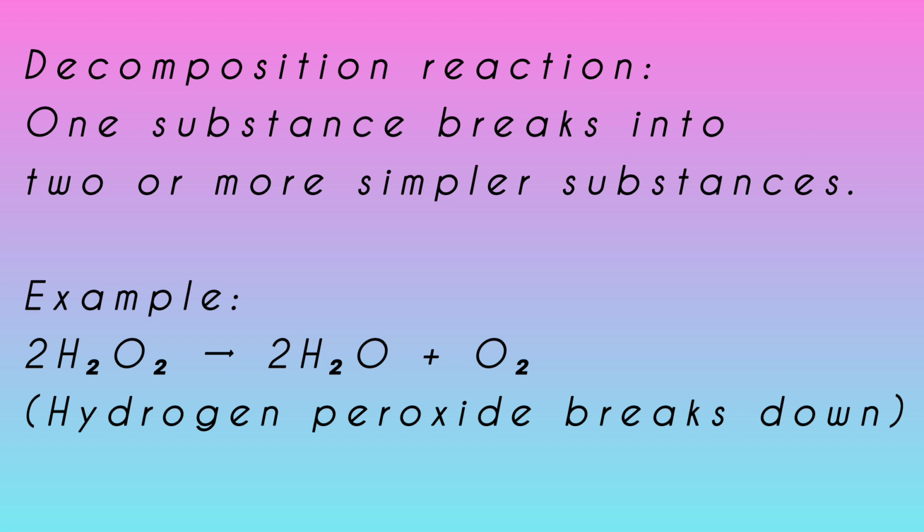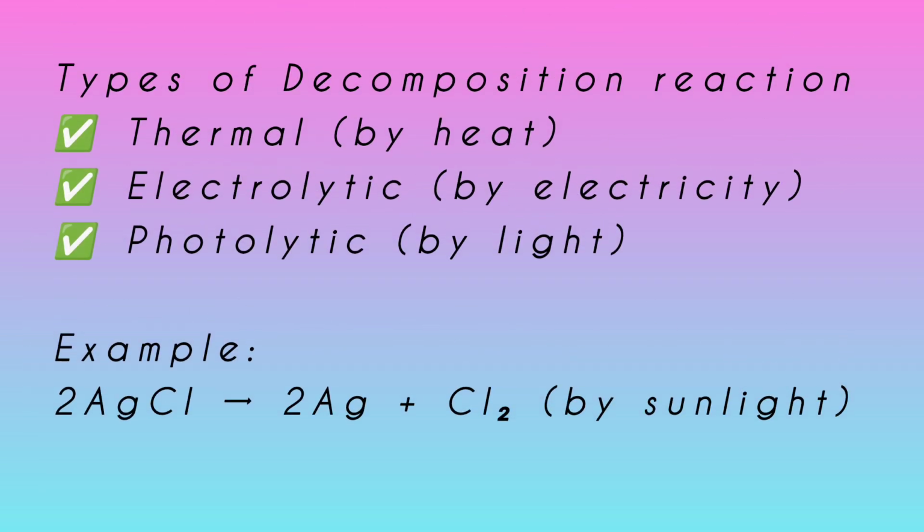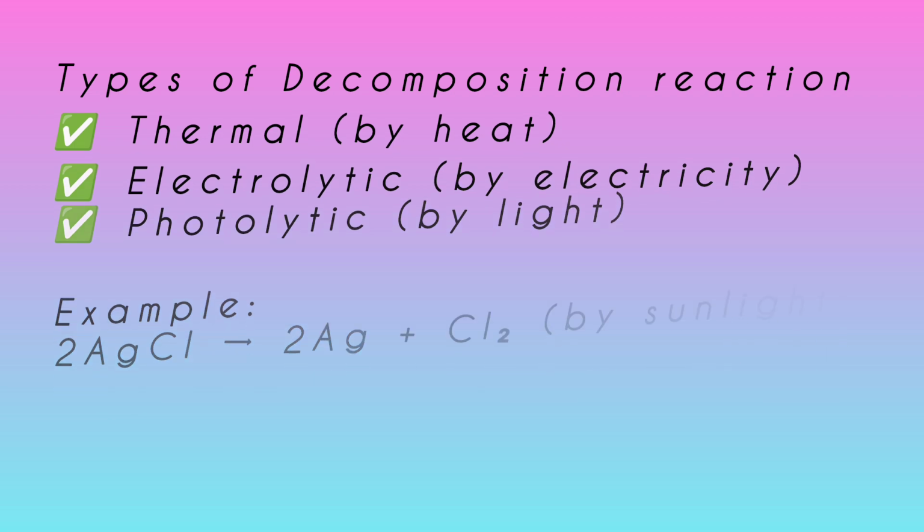In fact, there are 3 types of decomposition. Thermal decomposition happens by heating. Electrolytic decomposition happens using electricity. Photolytic decomposition happens by light. One popular photolytic example is 2AgCl equals 2Ag plus Cl2. This happens in sunlight and is used in black and white photography.